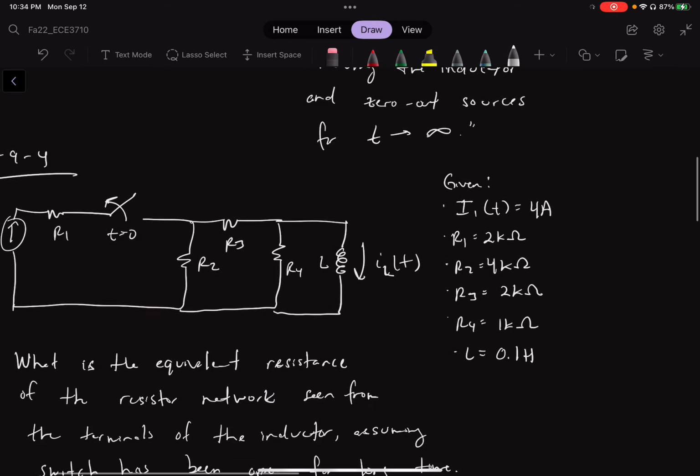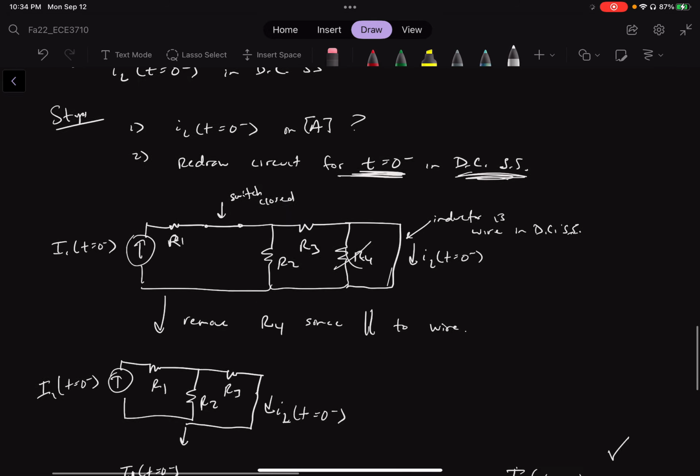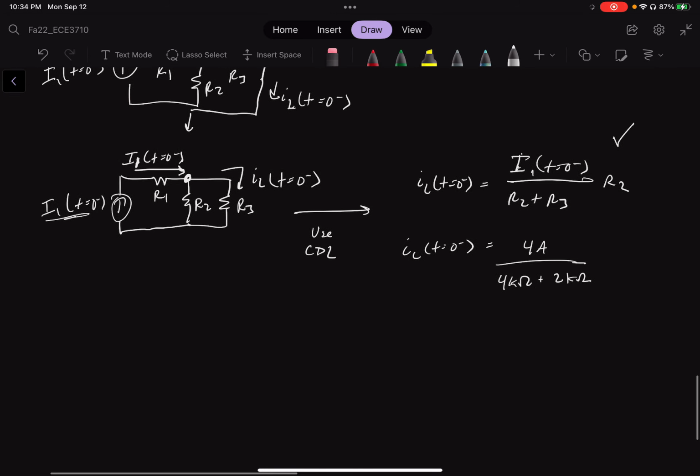I forgot. Why did I make this problem? 4, 2, yeah. And then we have to multiply by 4 kilo ohms. And if you do your math right, IL at t equal to 0 minus is going to be equal to what? Between 2.66 and 2.67 amps.